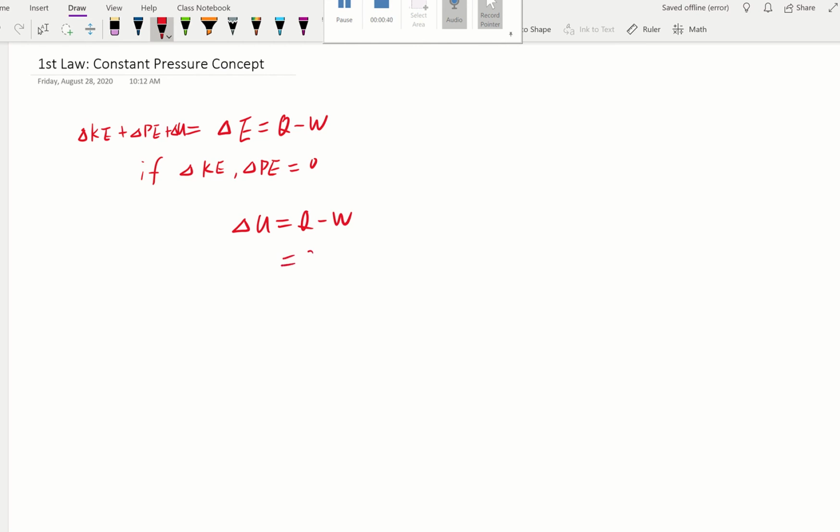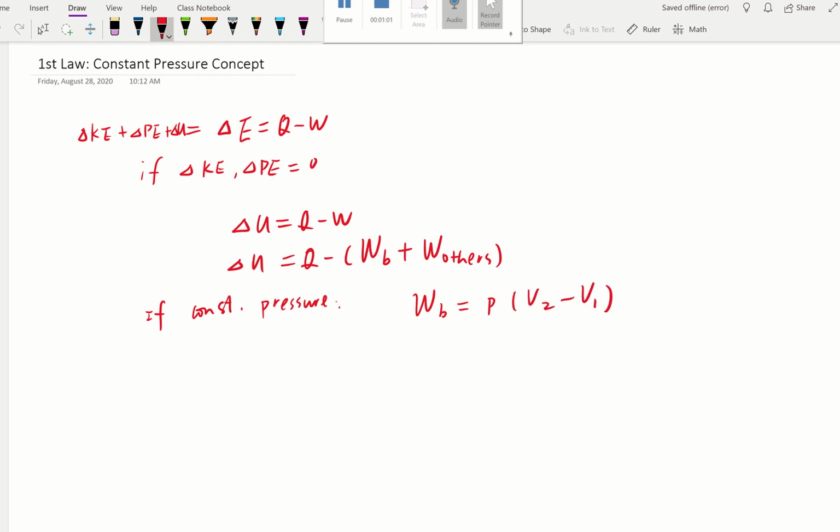And we expanded the work last time. There's boundary work and there's other types of work. If this is constant pressure, what is the boundary work? Boundary work is equal to P times (V2 minus V1). Knowing that, we're going to write it again. So delta U, the internal energy change, is Q minus P V2 plus P V1, then minus work others.